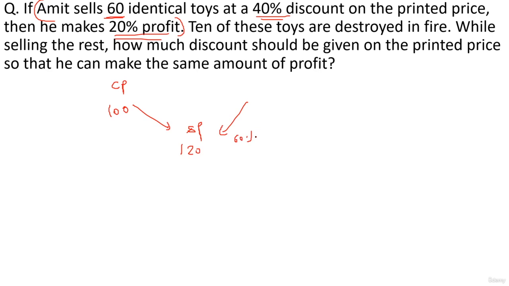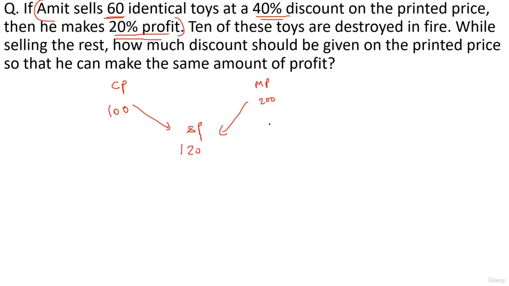If 60% of the mark price is 120, what will be 100% of the mark price? You can cross multiply, or you can divide 120 upon 60. You'll get 2, and 2 into 100 will give you 200. So the mark price will be basically 200. You can also write the equation 0.6x equals 120. In that case, you'll get x equals 200.